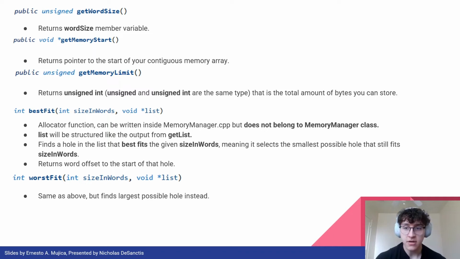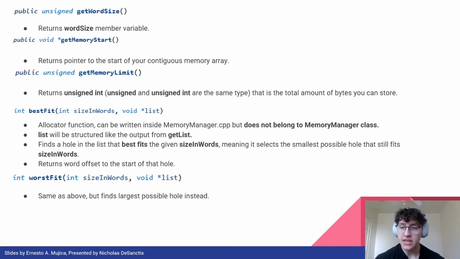The next functions are thankfully a little more straightforward. getWordSize just returns a member variable from your class. getMemoryStart returns a void pointer to the beginning of the giant memory block you stole from the heap. And getMemoryLimit returns the total number of bytes, not words, bytes that you can store in your giant memory block. This is also irrespective of the memory that's currently allocated. It's just the capacity of your memory block in bytes, and it's an unsigned int.